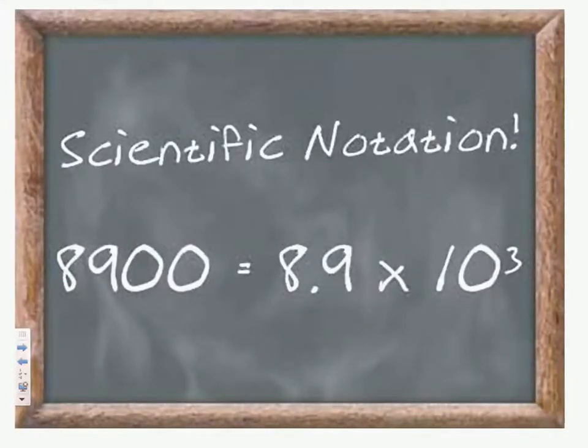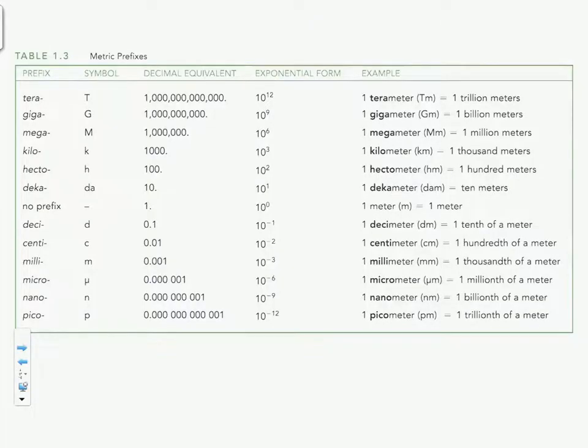Okay, and we do it in scientific notation. Those are kind of our two buzzwords for today: we have metric prefixes and we have scientific notation, the idea that you can represent zeros in what's called an exponential form. All right, so let's look at these metric prefixes. What we can see here is we've got our decimal, and we also have our exponential form.